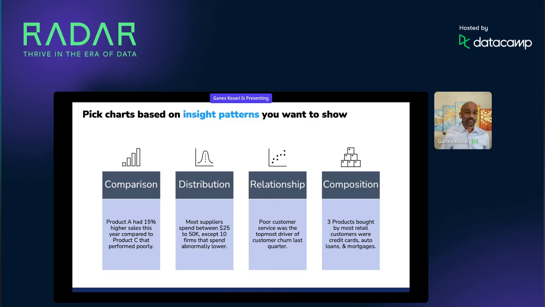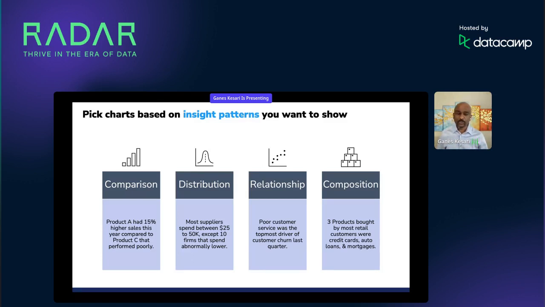Number 4 is composition. What are the parts of a whole? If customers are buying 4 products, what is their spend relative to each of these? Credit cards, auto loans, mortgages. What is the composition? Share of wallet. All of these are composition patterns. So these are the 4 patterns. Each business question we looked at could fall into one or more of these patterns. And based on the pattern, you'll have to pick the visual.